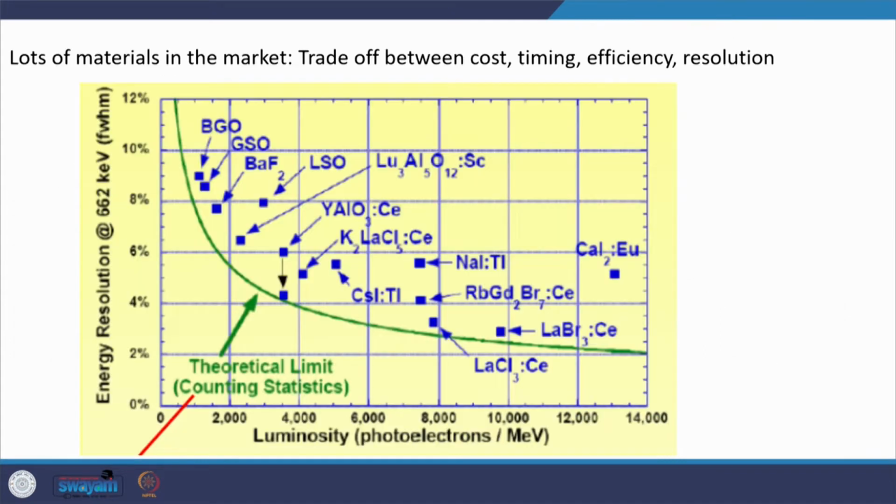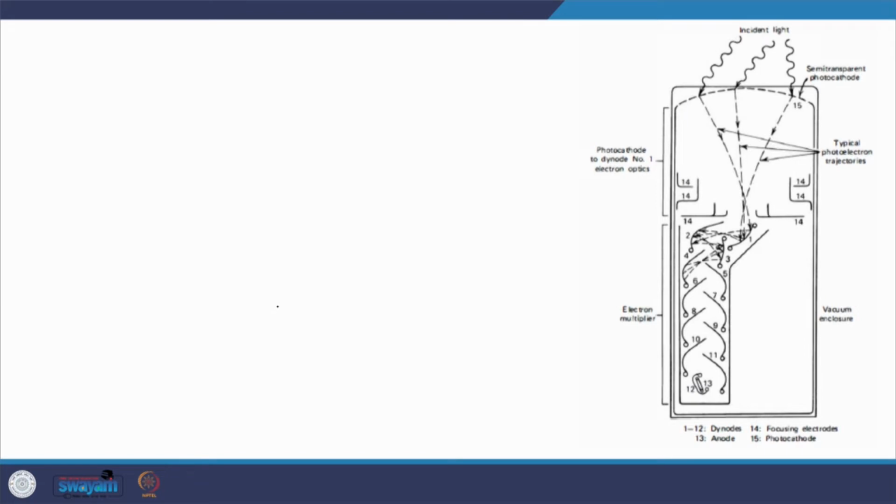and crystal growth challenges are there for growing them in large size. There are lots of materials in the market. There is a trade off between cost, timing, efficiency and the resolution, and there is a theoretical limit. No crystal could reach the theoretical limit, but lanthanum bromide comes a little bit close to this theoretical limit, and so does lanthanum chloride, and one crystal is there, YAlO3:Ce. This comes, after certain conditions, close to the theoretical limit in terms of resolution.